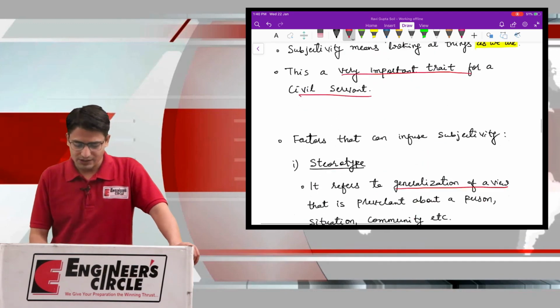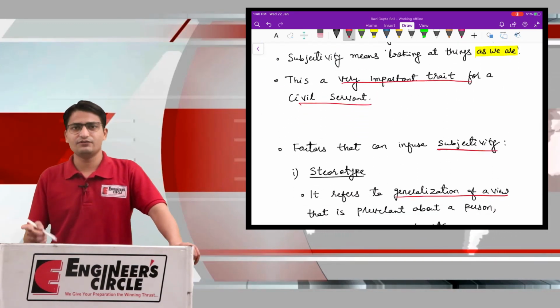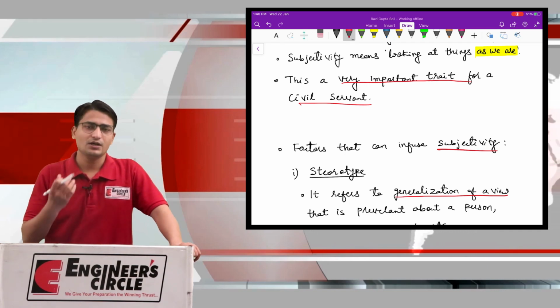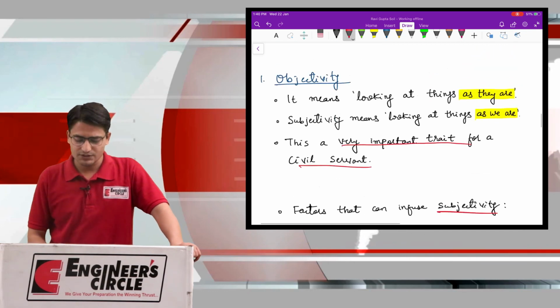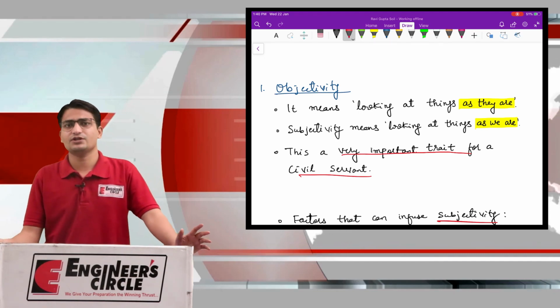Okay, so all these factors infuse subjectivity. When we avoid these factors, automatically our decisions and our actions will become objective, which is the foundational value in civil services, that is, in our engineering profession.